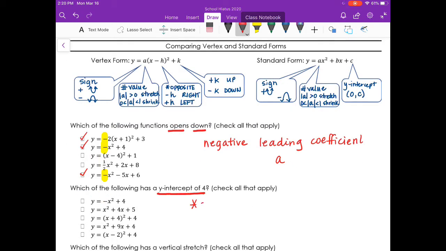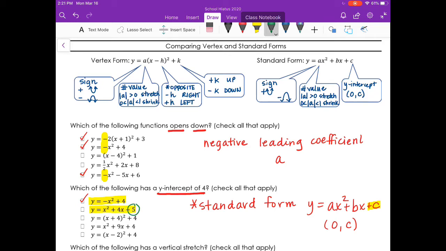When the equation is written in standard form, we can identify the y-intercept of the function by looking at the value of the constant c, and the point (0, c) will be our y-intercept. The first equation is in standard form and has a c value of 4, so it has a y-intercept of (0, 4). The second equation is also in standard form, but it has a c value of 5, so its y-intercept is (0, 5) and not (0, 4).